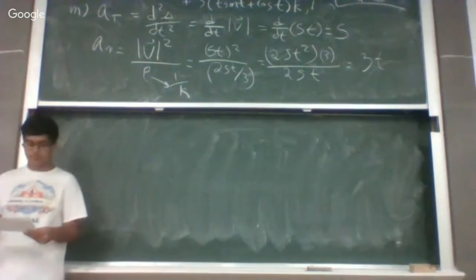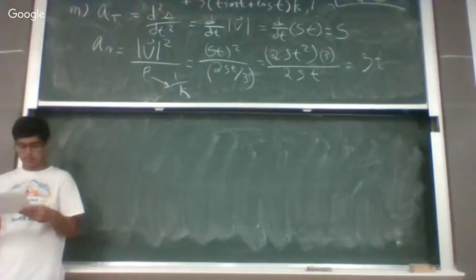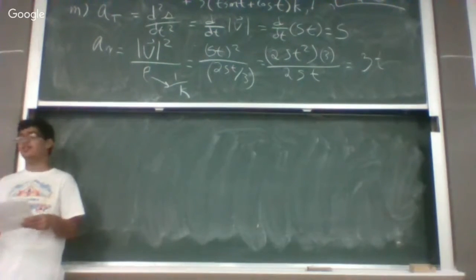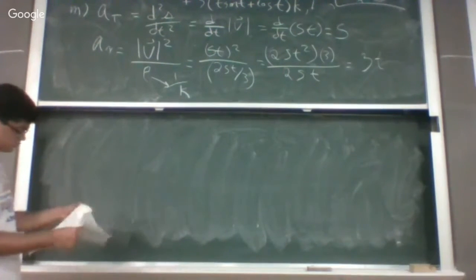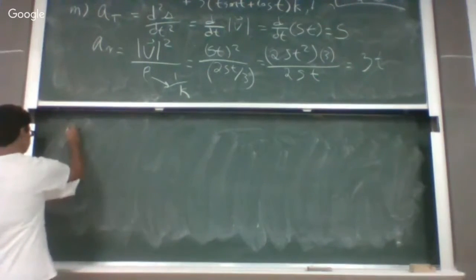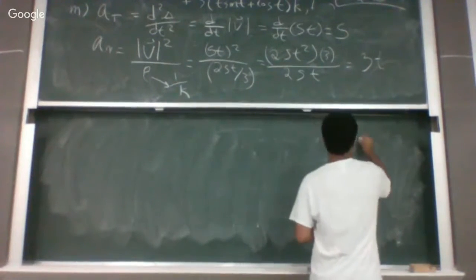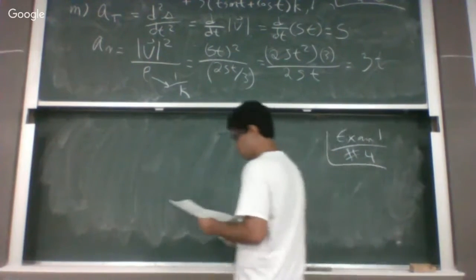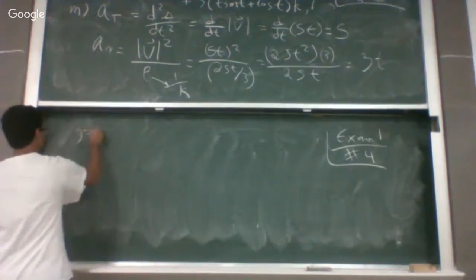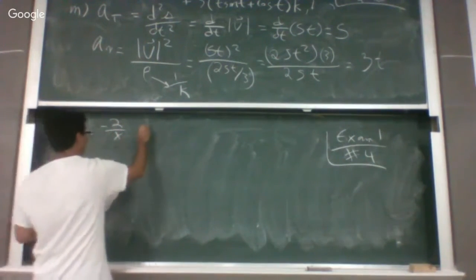Okay. So there's this one other problem that I also want to do. It's the one where you have to find the center of the circle of curvature and find the equation like that, right? We should definitely go over that. So this is number 4 in exam 1. Y is equal to -2 over x. So what is y prime equal to?